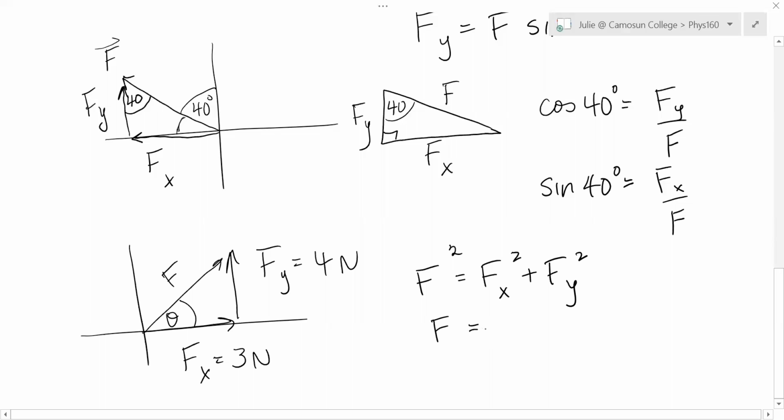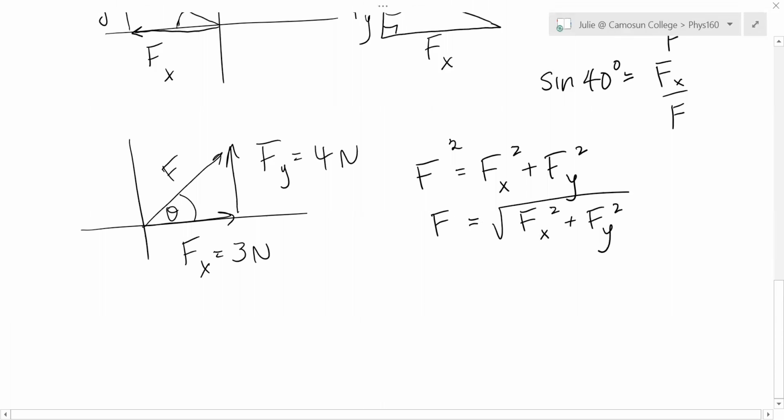So the hypotenuse squared is the sum of the squares of the components. Or take the square root of both sides. Magnitude is always a positive number. Components can be positive or negative, whether they point left, that would be a negative Fx, or down, that would be a negative Fy, but magnitudes are always positive.